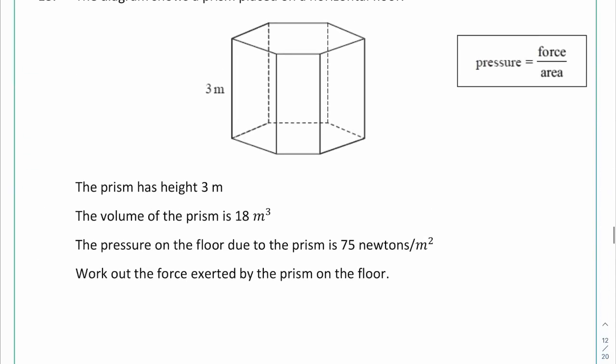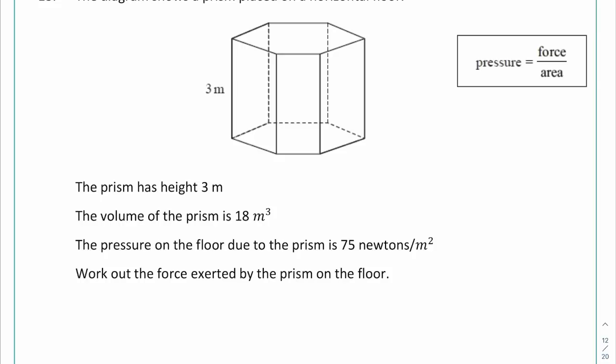Now this question here says, the diagram shows a prism placed on a horizontal floor and it gives us the formula pressure is equal to force over area. The prism has a height of 3, which we can see, and the volume of the prism is 18 metres cubed. The pressure on the floor is 75 newtons per metre squared.